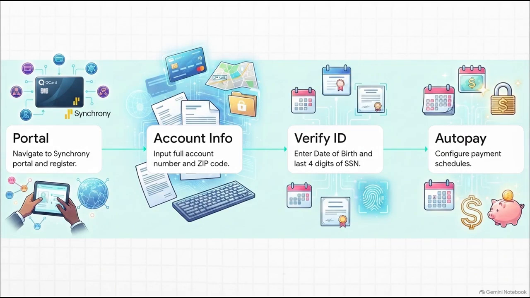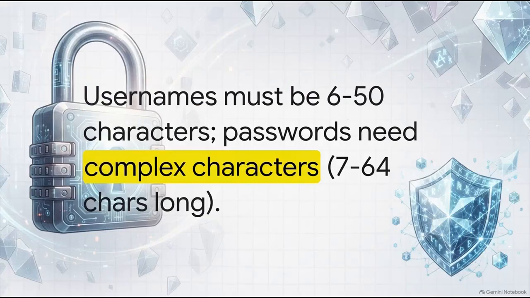Now let's jump to the American QVC Q card, which is managed by Synchrony Bank. Registering your account through their credit portal requires a much stricter set of personal identifiers. Before you can activate any online features or unlock benefits like Easy Pay or AutoPay, you have to verify your full account number, your billing zip code, your exact date of birth, and the last 4 digits of your social security number.